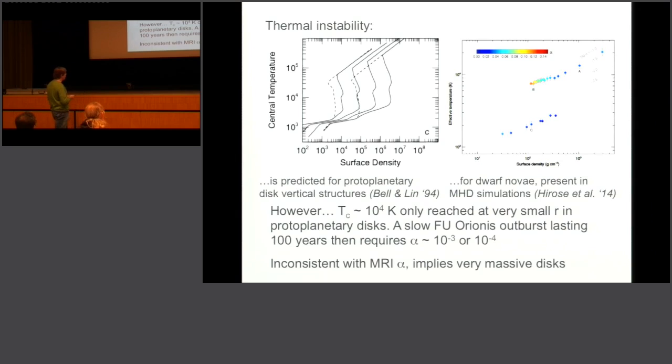So that's all very good. However, in the protoplanetary disk case, this temperature that you need of about 10,000 Kelvin is really only reached, of course, at very small radii in the disk for quite high accretion rates.